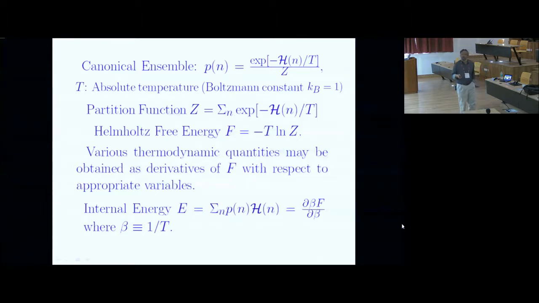For example, if I want to calculate the internal energy, the average energy: a particular microscopic state n will have an energy given by this much, and this is the probability of the system actually being in that particular state. So if you calculate this quantity, that gives you the average energy, or internal energy, of the thermodynamic state. And one can easily see that this can be obtained by taking a derivative of the Helmholtz free energy with respect to inverse temperature. Again, notation: this beta, the literature always uses this symbol to denote 1 over the absolute temperature T.